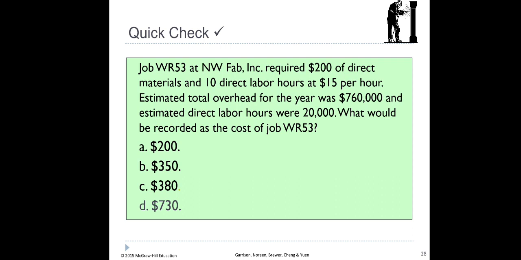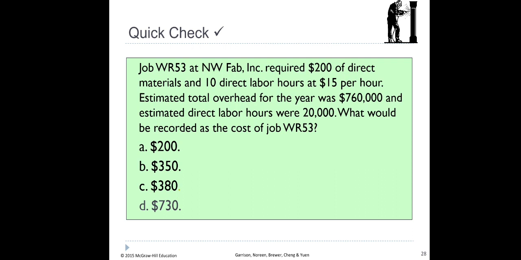Okay, this question gives you data about direct material cost, direct labor cost, and then several data related to overhead costs. And then the question asks you to calculate the cost for that job WR53. Okay, how to answer this question? You have to calculate cost for a job. So remember this. I tell you again. Cost for a job equal to direct material cost plus direct labor cost plus overhead cost.